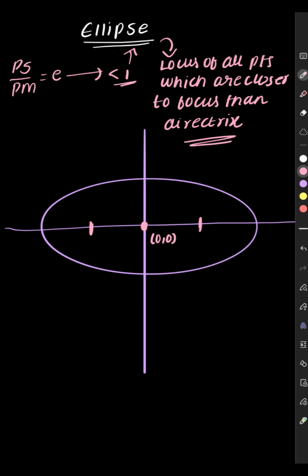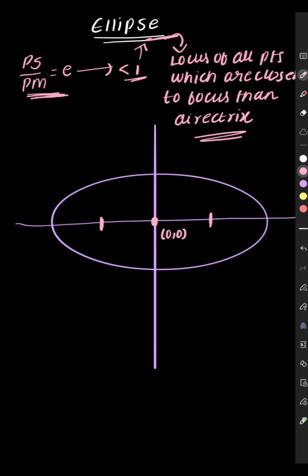So let's get started. So first of all, what is an ellipse? Ellipse defines the locus of points. So basically in the last video we talked about PS by PM. We define a fixed point and one fixed line, and based upon the ratio of the distance from the fixed point to the distance from the fixed line, we define 4 conics. One of those conics was the ellipse.